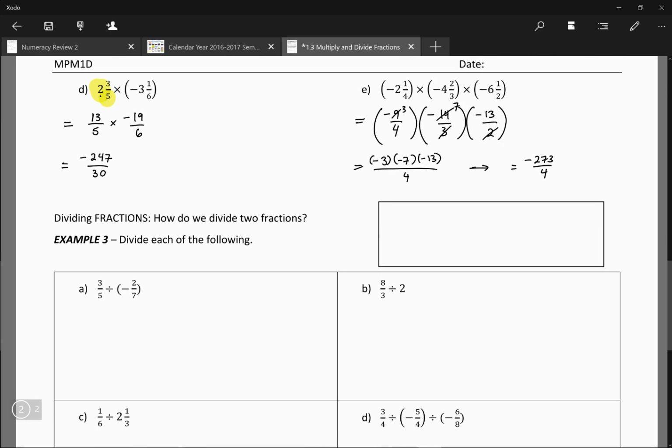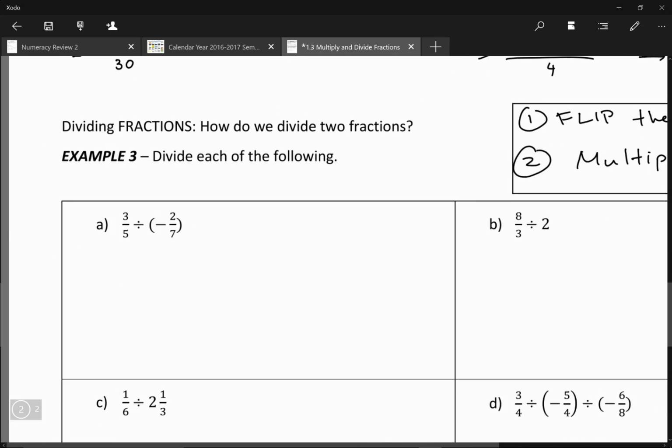Dividing fractions. So how do we divide two fractions? Well, this is a two-step process, very simple. The first step is to flip the second fraction. And step number 2, multiply. Multiply instead of divide. Okay, very, very simple.